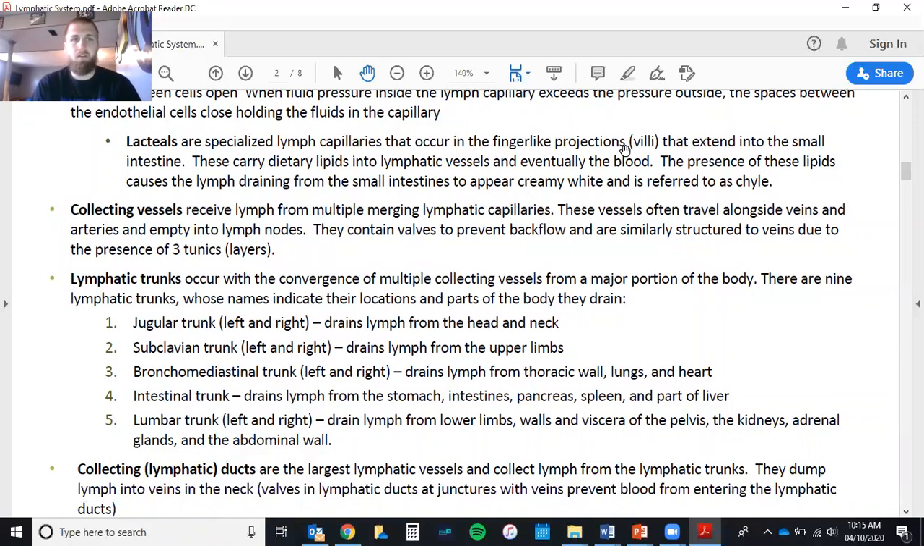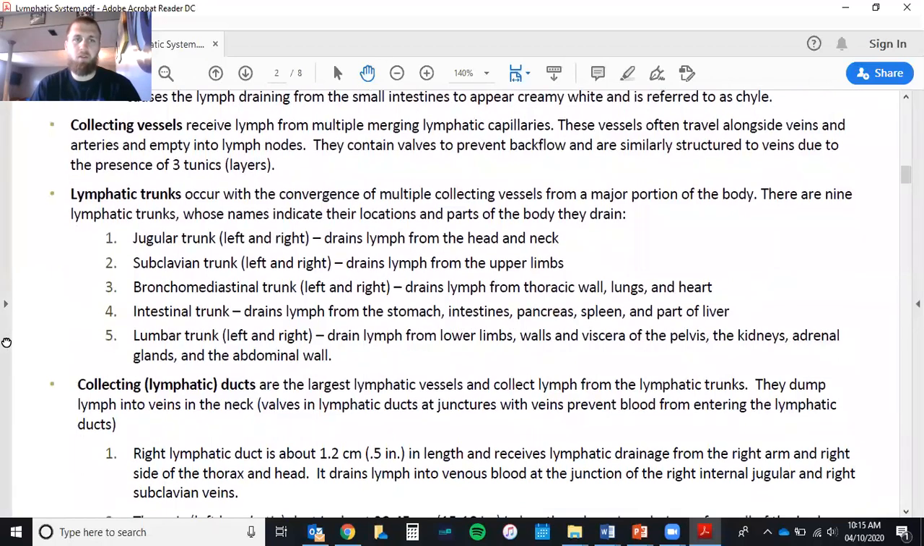Eventually, since the lymph returns to the blood, the fat will end up there, but it's just kind of an indirect route. And the presence of lipids in the lymph that drains our small intestine appears creamy white, which we give a special name to that lymph. It's called chyle, with a CH, not a K.